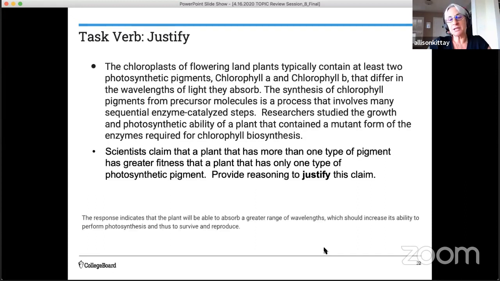And the response that you would have to justify this is that if you have more pigments, you would be able to absorb a greater range of wavelengths, and that should increase the plant's ability to perform photosynthesis and then survive and reproduce. Okay, so that gets in that evolutionary piece.